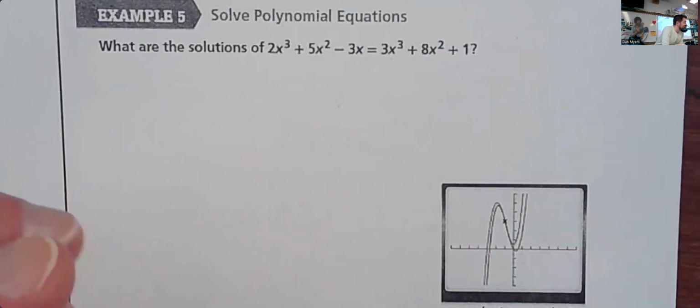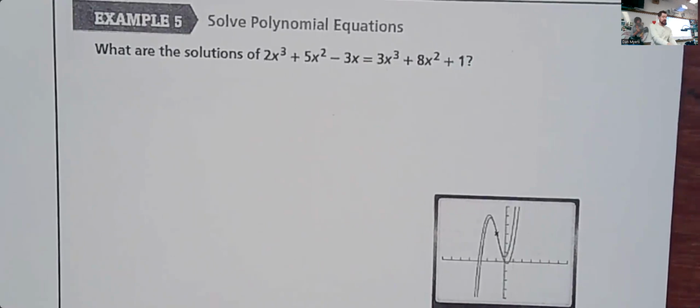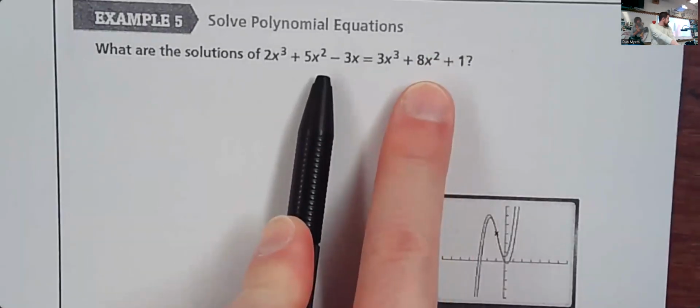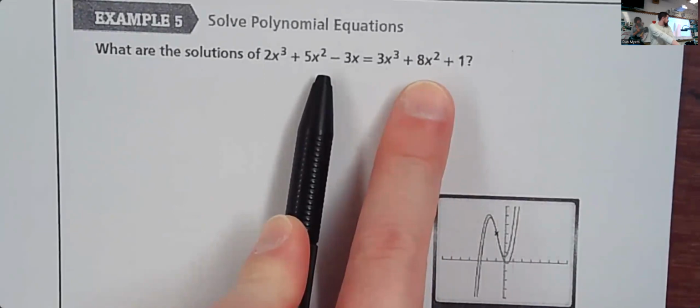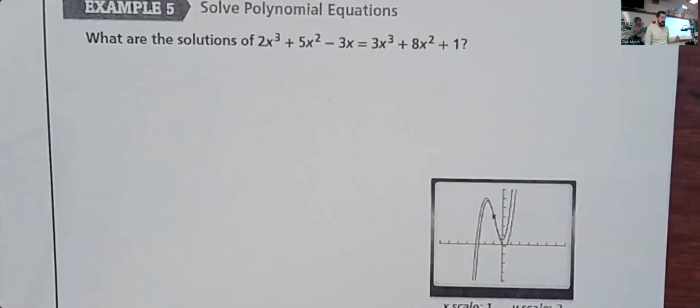So here we go. What's that? So you could do that, yeah. So the question was, could you graph those 2 separately on your calculator and then find the point of intersection? Yes, that works. We're going to do this algebraically first. And then we'll go from there.